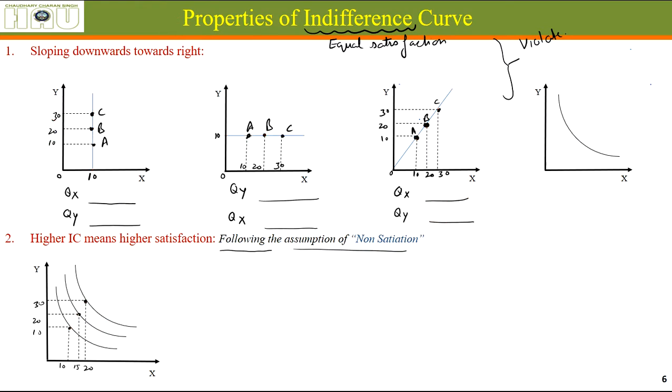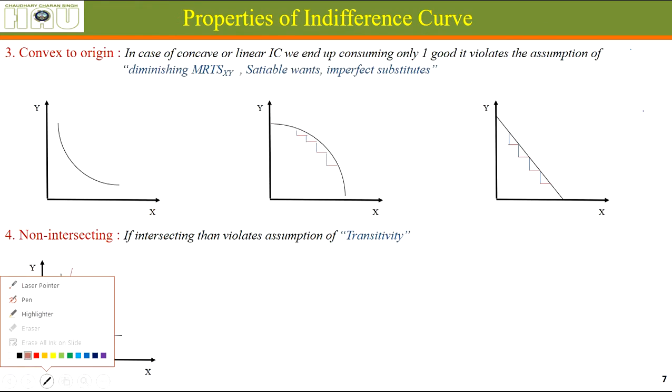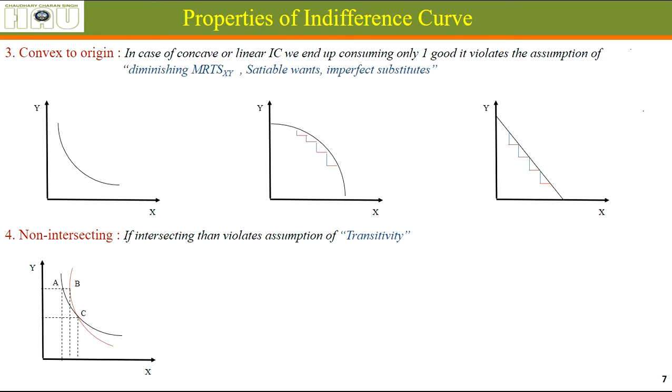Okay, third property is convex to origin. What is the shape? It slopes downward from left to right. Now it says it is convex to origin. Convex to origin means there is a diminishing marginal rate of technical substitution between the two goods x and y. And why is this diminishing marginal rate of technical substitution? Because wants of a person are satiable, and goods are generally imperfect substitutes.